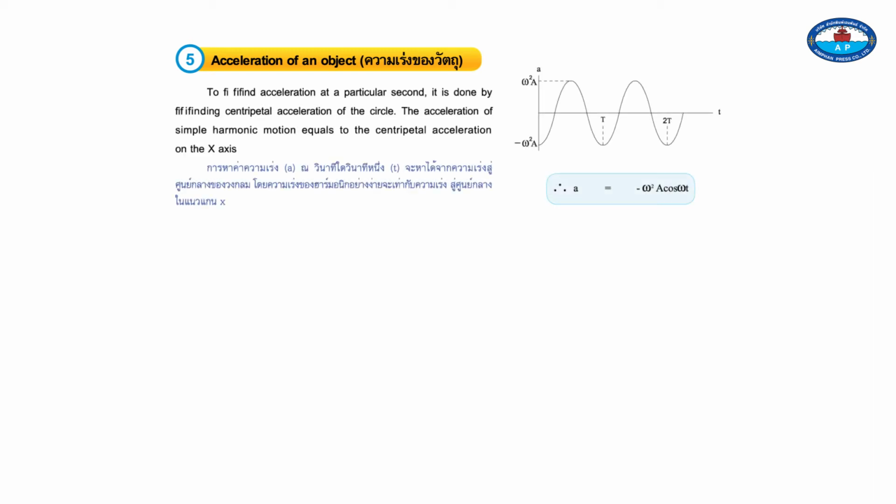5. Acceleration of an object. To find acceleration at a particular second, it is done by finding centripetal acceleration of the circle. The acceleration of simple harmonic motion is equal to the centripetal acceleration on the x-axis.